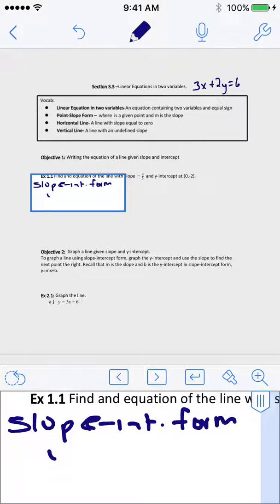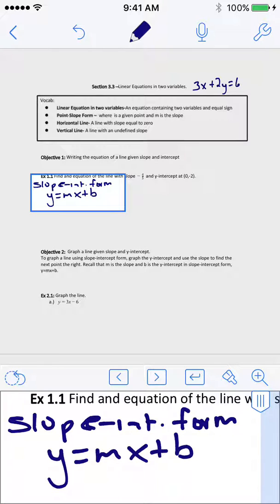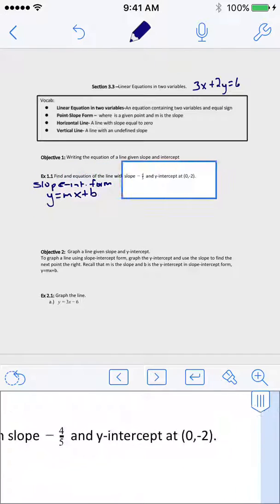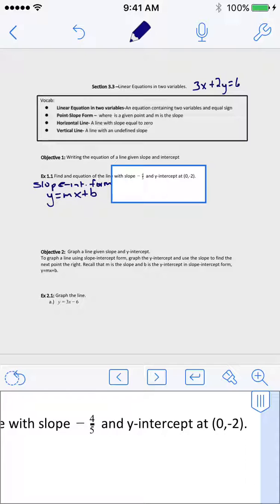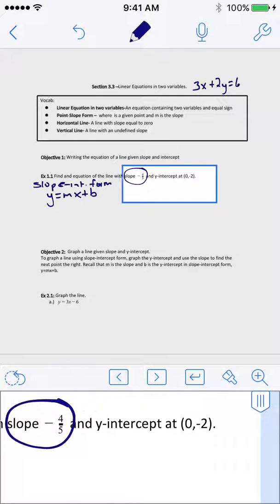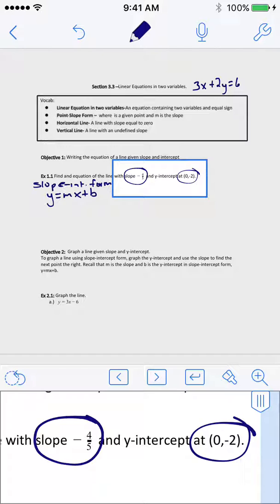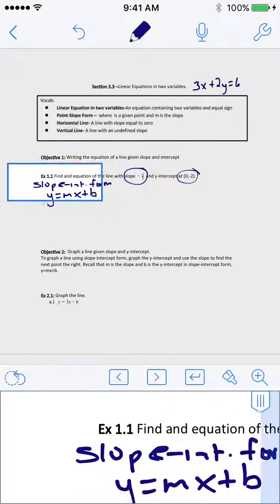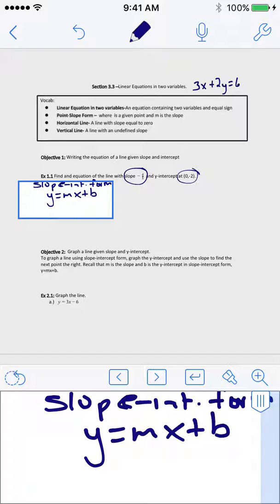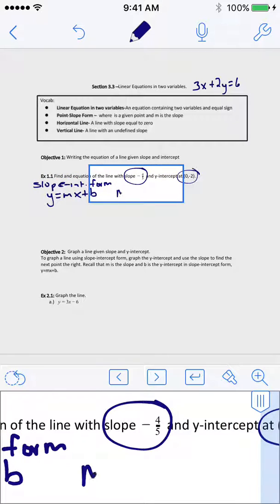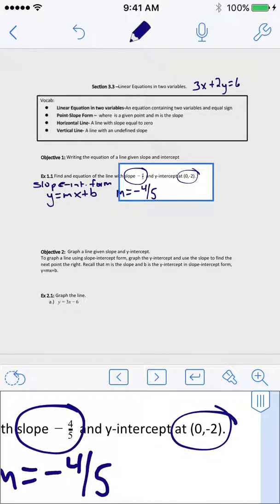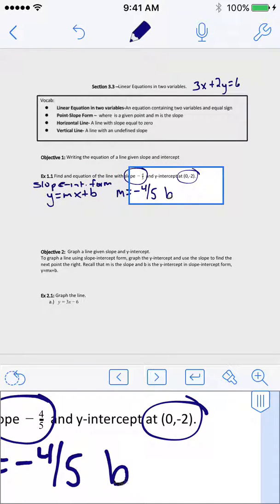Slope-intercept form. And that goes y equals mx plus b. Everyone always remembers what's in it. They never remember the name. So please make sure you remember the name, slope-intercept form, because that tells you how to plug it in. Well, we look here. We say, okay, slope of negative 4 fifths, y-intercept of (0, negative 2). So I can kind of relate my variables. I know that in my slope-intercept form, my m is my slope. So here in this specific problem, m is equal to negative 4 fifths. And then here, b is going to be my y-intercept.